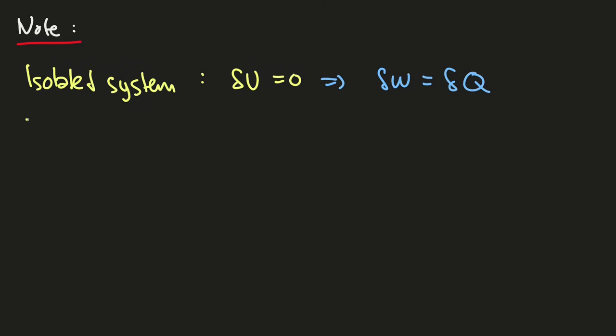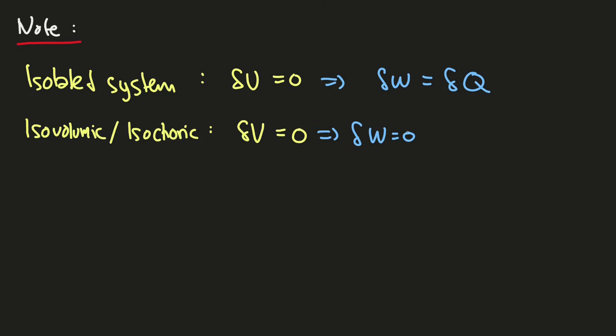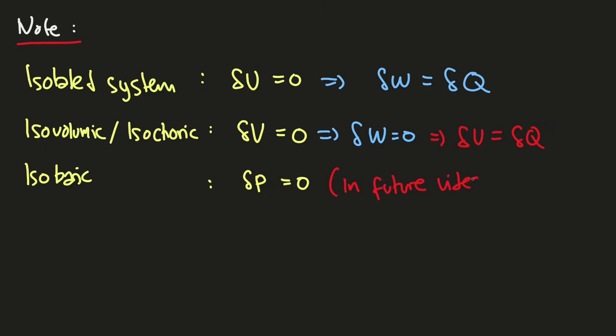Next, there is isovolumic or isochoric, where the system has a difference of volume equal to 0. So by what we defined before, delta W equals 0. As a consequence, delta U equals delta Q. Next, we have an isobaric system, where delta P, or the difference of thermodynamic pressure, equals 0. This condition may be helpful in future videos.